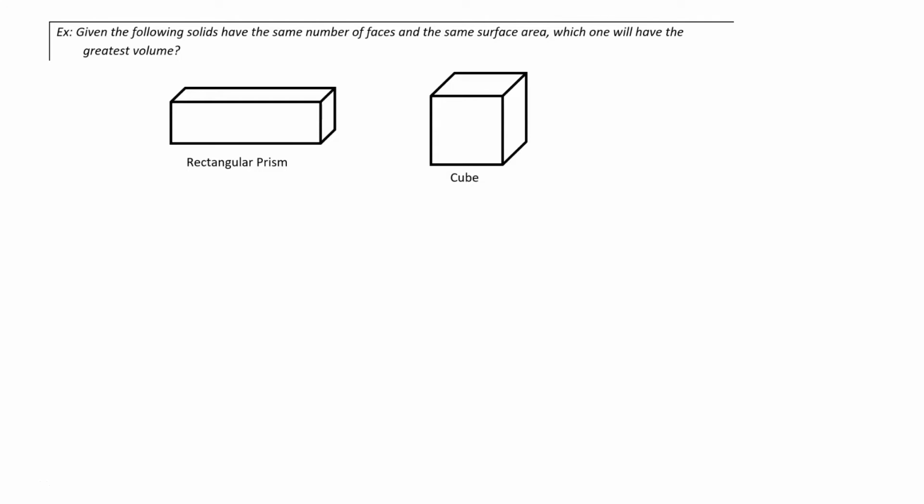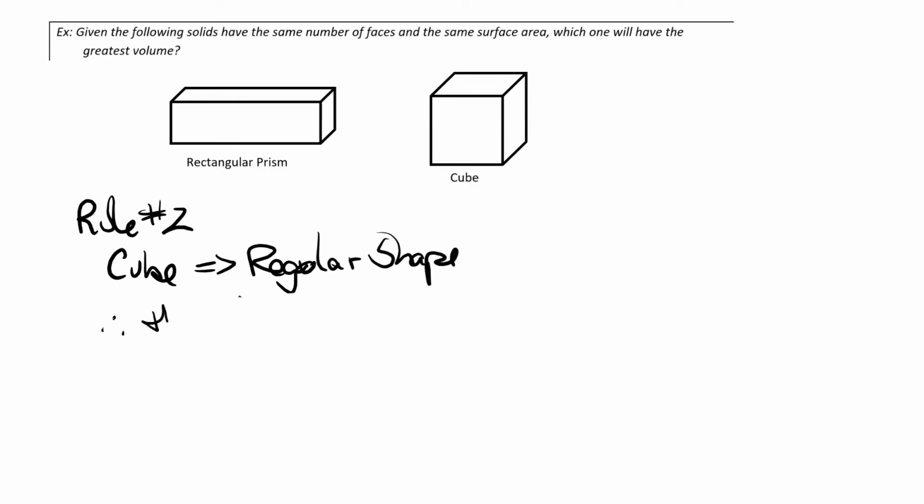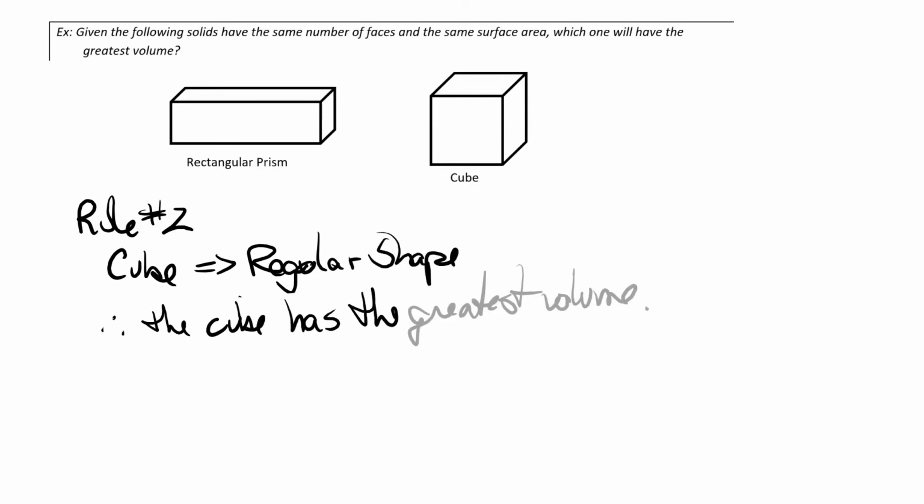In this case, if you remember rule number 2, it tells us that if you have solids with the same number of faces and the same surface area, which is what we're given here, the regular solid will have the greatest volume. So in this case, the cube is a regular shape, therefore the cube has the greatest volume.